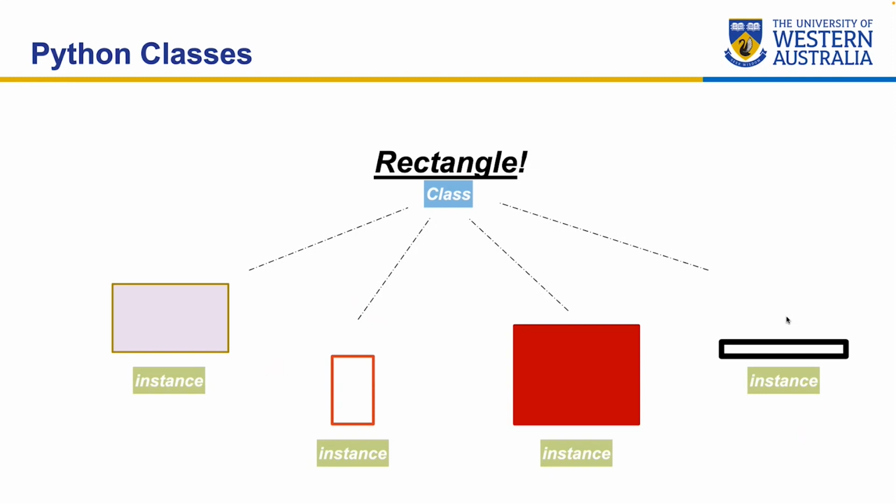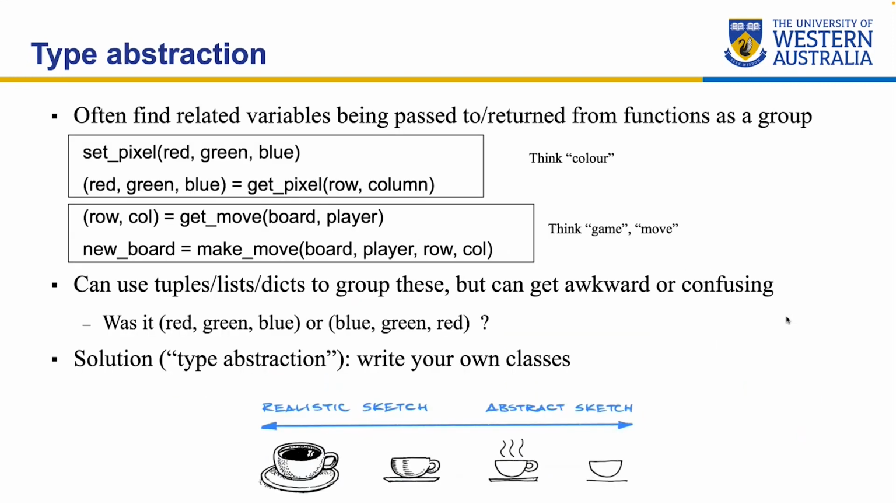But they can have different properties, right? So this one, you can have a different fill color, different border line color, the width, and so forth. So you probably picked it up by now that object-oriented programming is all about type abstraction.